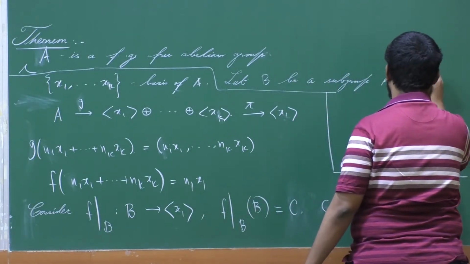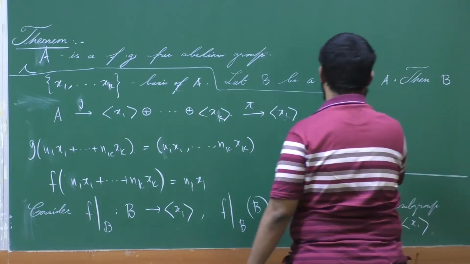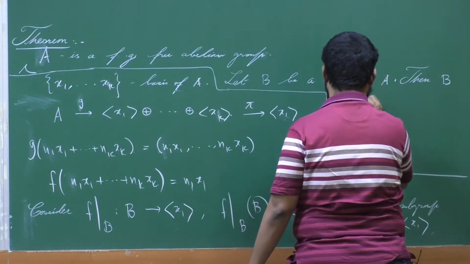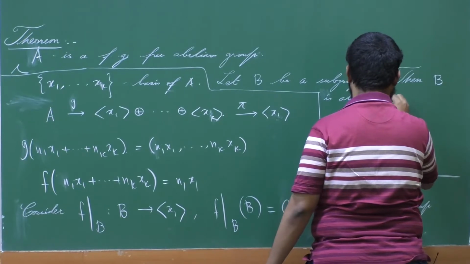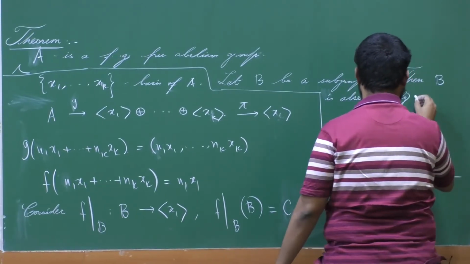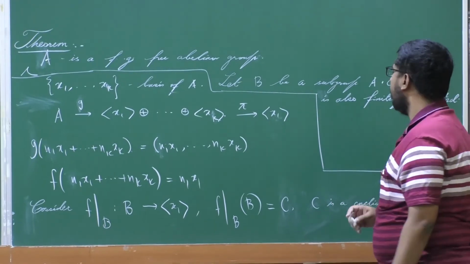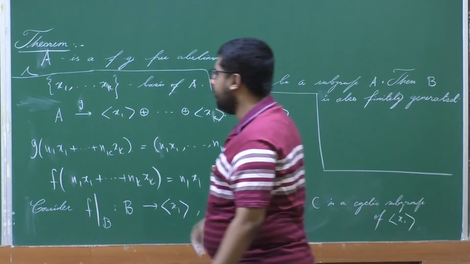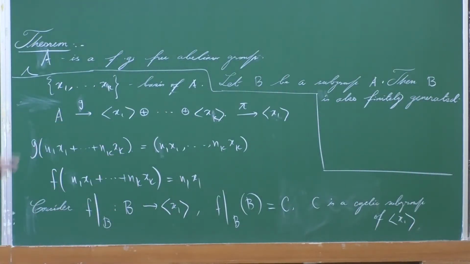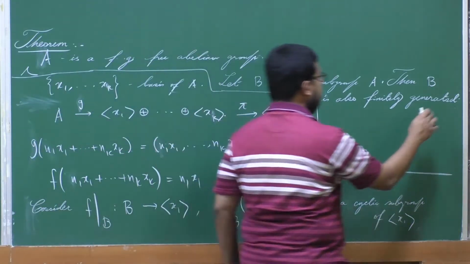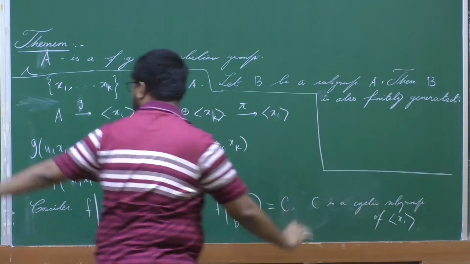Then B is also finitely generated. I haven't completed the statement yet, because this statement contains further conclusions. I will write them one by one. So right now let me stop with this and come back here.